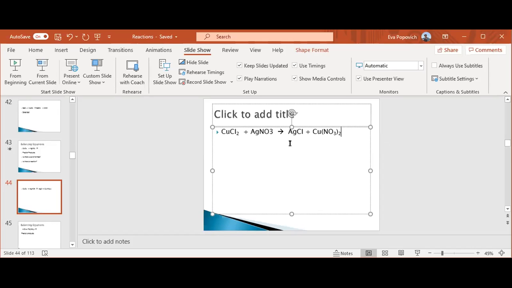So I'm going to put a 2 in front of AgCl. Now, what about my NO3s? One NO3 on the left, but fix it. Two on the right. Fix it. Two AgNO3. Am I balanced now? Yes. Okay.